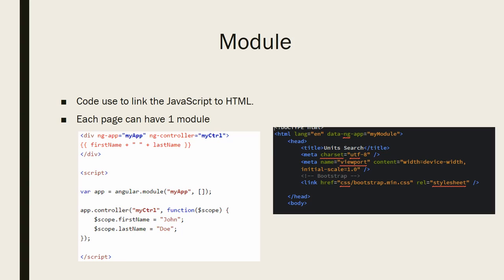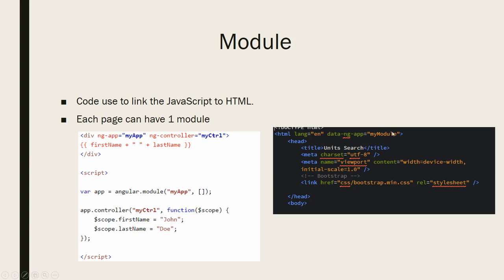Let's use an example of a toolbox. Toolbox has multiple sections in it, right? So the module is like the whole toolbox. So you only can have one toolbox in each page. And this is the HTML way of how you code it in: your HTML tag, data-ng-app, module name. And then this is the JavaScript. You call div ng-app my app, ng-controller is my controller, and all that.